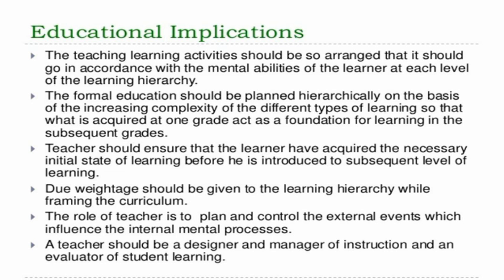So, as a teacher, what are the educational implications we can make over in the classroom? The teaching learning activities should be so arranged that they go in accordance with the mental ability of the learner at each level of the learning hierarchy. The formal education should be planned on the basis of increasing complexity of the different types of learning, so that what is acquired at one grade acts as a foundation for learning in the subsequent grades.